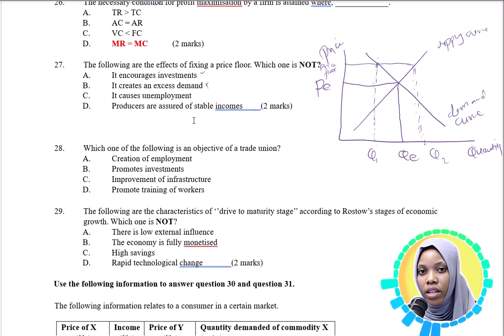The demand is here and the supply is here, so to meet the demand, the producers have to produce at this point. Let's say point S. They have to produce at point S, but what they are producing is at point P. So here, this is unemployment.